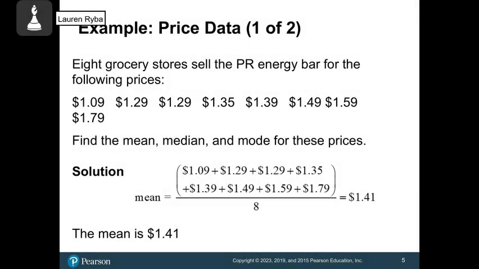We're going to work through an example here. We have 8 grocery stores that sell the PR energy bar for the following prices: $9, $29, $29, $35, $39, $49, $59, and $79. We want to find the mean, the median, and the mode. First up is the mean. What you're going to do is add every single one of these numbers together. You're going to get that total. So make sure you hit equals, get your total, and then divide that sum by 8 to get your average price of $1.41.